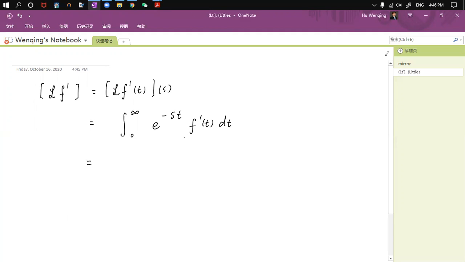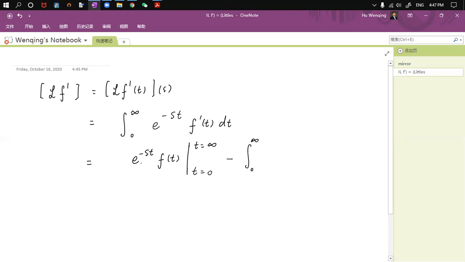Now, if that is the case, you can immediately recognize that you're able to use integration by parts in order to calculate the whole integral. If you use integration by parts, you will be working with e to the power minus s t multiplied by f of t, evaluated between t equal to infinity and t equal to 0. Then there is a minus, because of integration by parts, minus the integral from 0 to infinity.